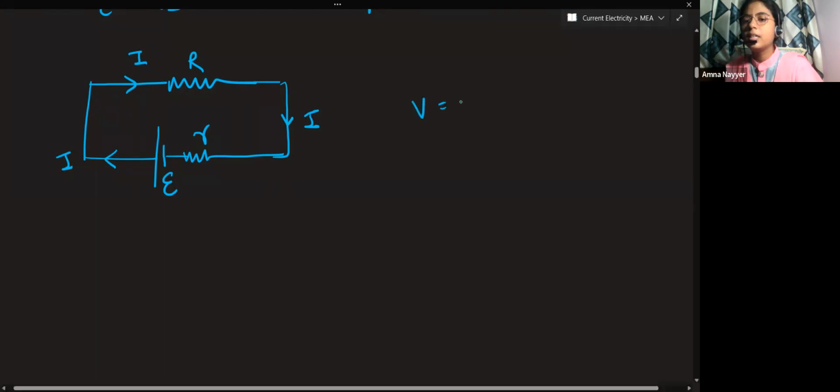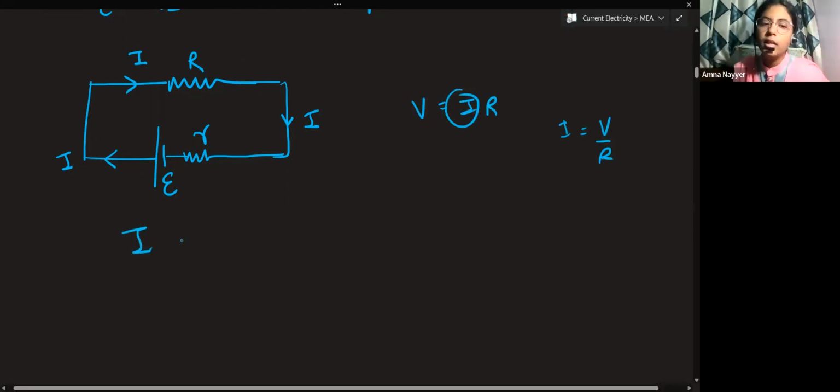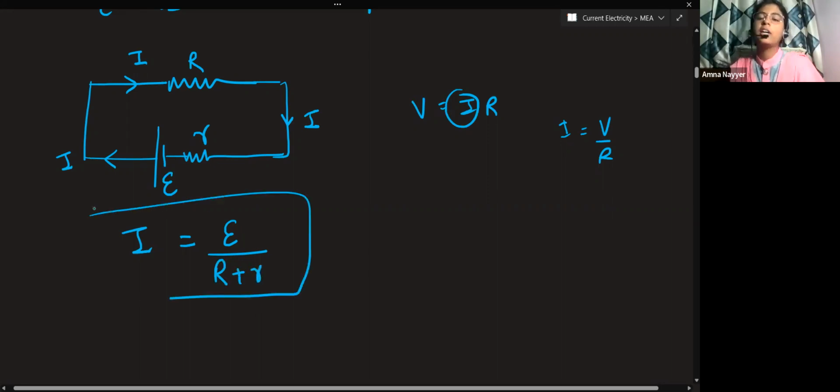This is V is equal to IR. So if V is equal to IR, then I will be equal to the potential difference divided by the resistance. Now look at this circuit. This is a typical circuit that you get. Potential difference in this circuit is basically the EMF of the cell. Now there is not a single resistor present, there are two resistors connected. So total resistance will be capital R plus small r. This is the formula of current.